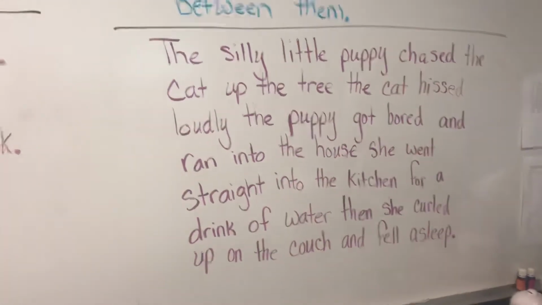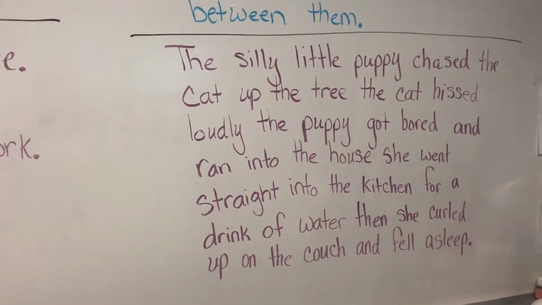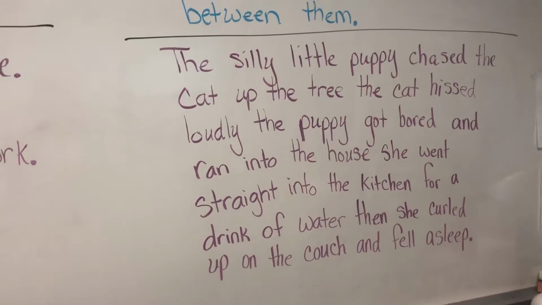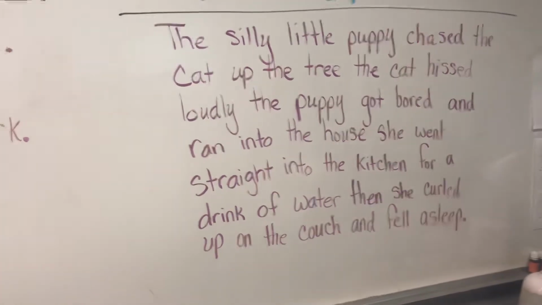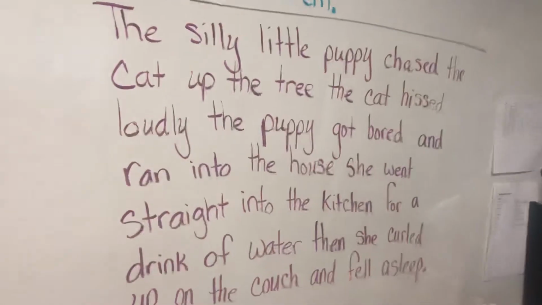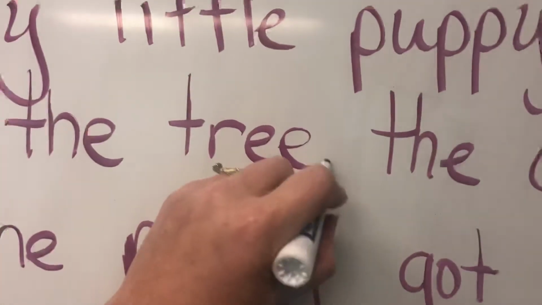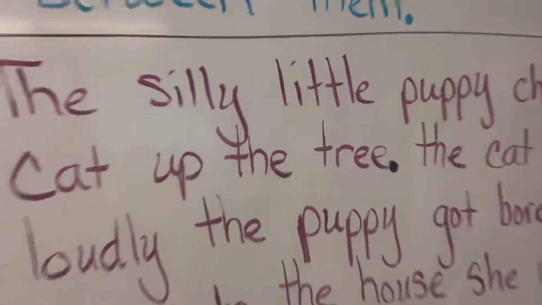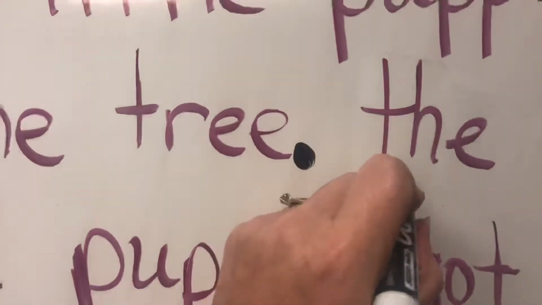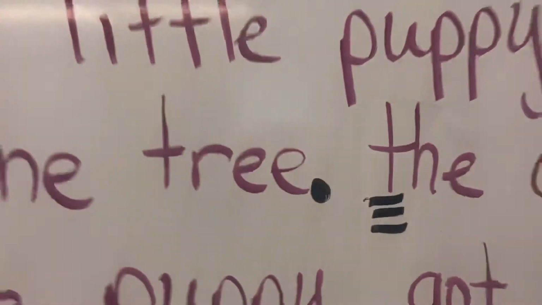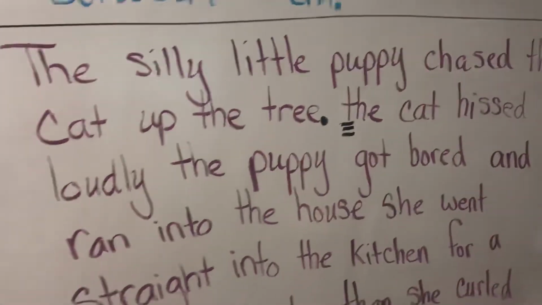So let's go ahead and put our end marks. So the very first sentence, the silly little puppy. Well, that's who I'm talking about. What did that puppy do? Chased the cat up the tree. There's my first sentence. So after tree, I need to put a period. Okay. So I've added the period there. You guys know that means this is going to have to be capitalized now. So remember our proofreading marks, when we put three little lines under it, that means to capitalize that letter.